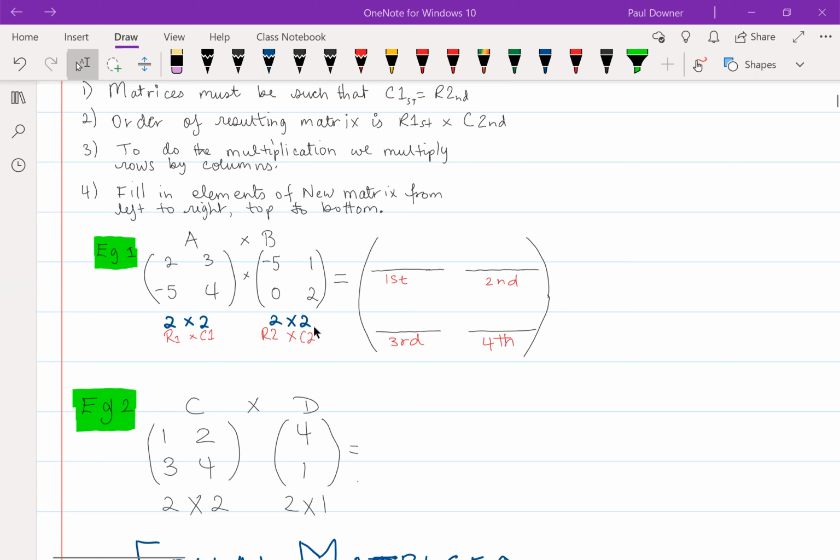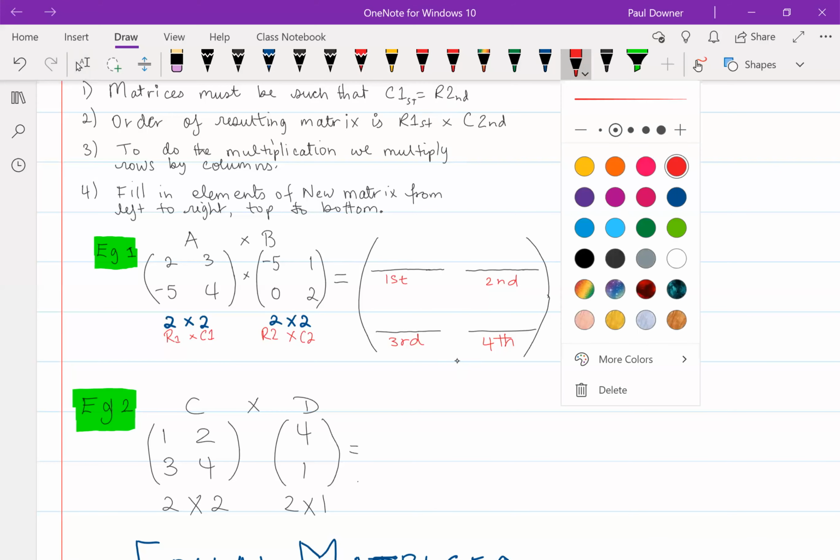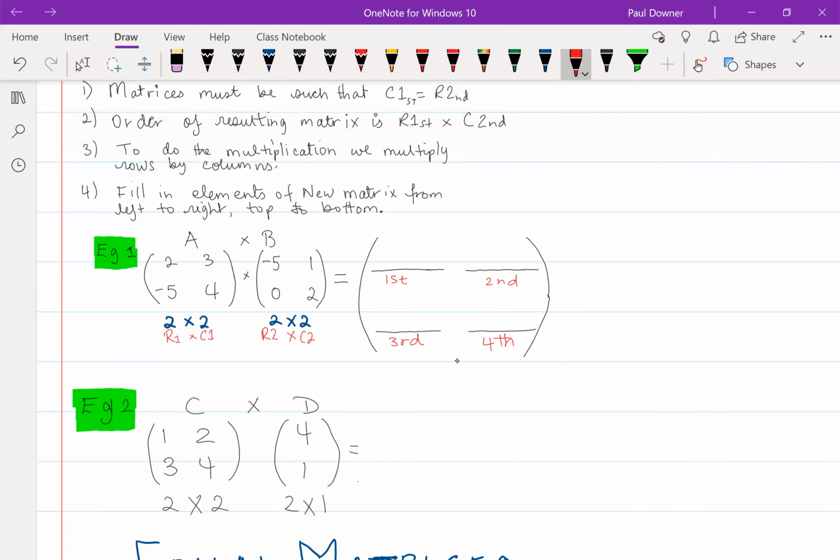So we need to identify firstly if they could be multiplied. And they can be multiplied when the number of columns in the first matrix is equal to the number of rows in the second matrix, which means this number here and this number here must be equal. So if you look at it, you will see that this is in fact so, right? The number of columns in the first matrix is equal to the number of rows in the second matrix. That means they can be multiplied. So we are all clear there.